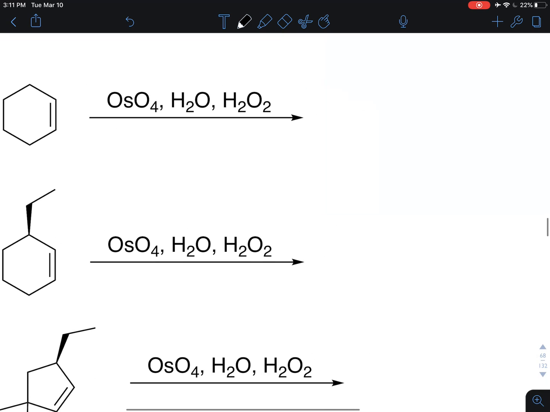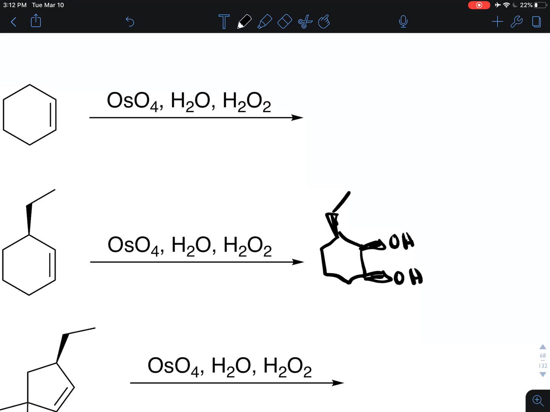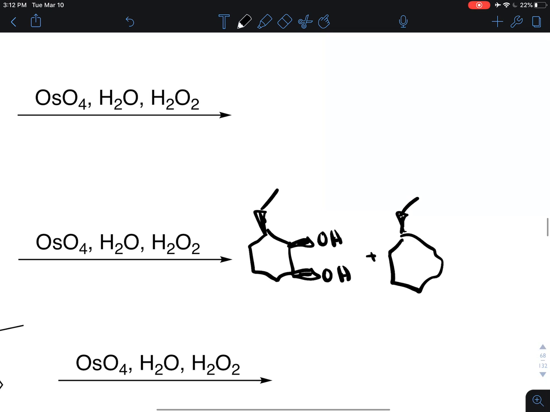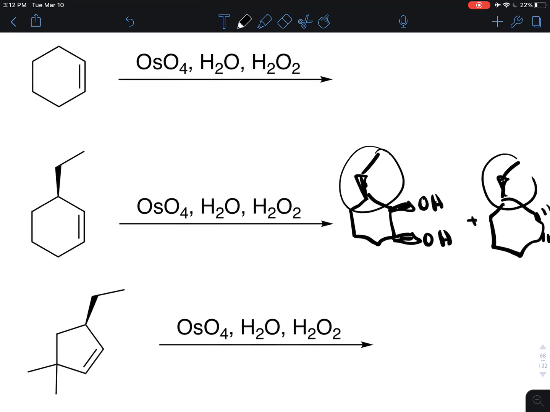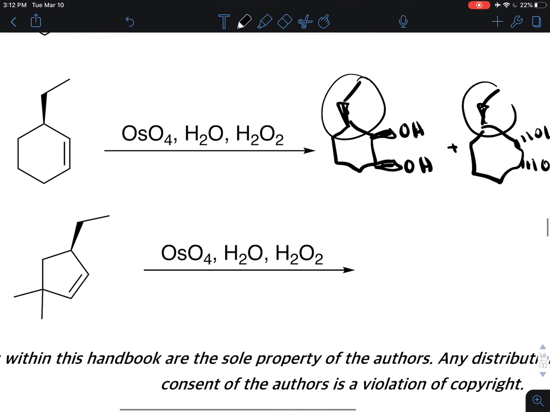Okay, so essentially, since now we don't have that plane of symmetry, we're going to get two products. So we're going to get our diol here, and then we're also going to get that syn-diol. So it's syn with respect to the diol, but remember, we're not doing any chemistry here, so leave those the way that they are. Okay, same stuff going on over here.